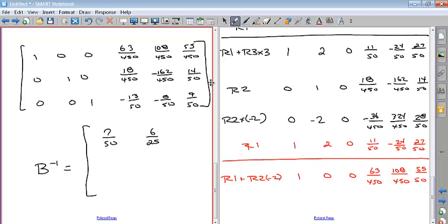Here I have 55 over 450. So 55 divided by 9, that doesn't work. So 55 divided by 5 is 11, and 450 divided by 5 is 90, so I get 11/90. 18 over 450, I think you can divide by 9. 18 divided by 9 is 2, so I get 2/50. Is that right? 18 divided by 450 equals 0.04, which is the same as 2/50, which is actually 1/25.